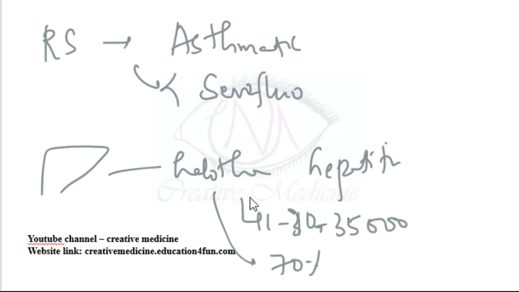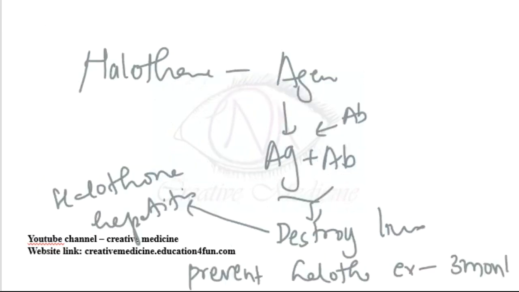Then in the liver, it can cause halothane hepatitis. Halothane hepatitis is seen in 1 in 30 to 35,000, and the mortality rate is around 70%. Now, halothane will first produce trifluoroacetic acids, which are antigenic, and this antigen combines with the antibody, resulting in antigen-antibody reaction, and thus destroys the liver. So this is halothane hepatitis.